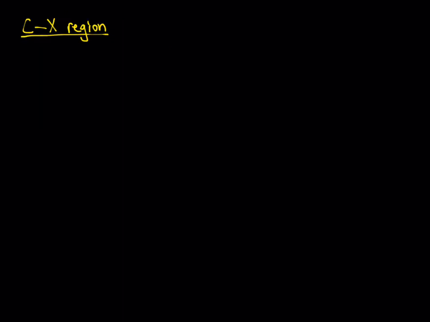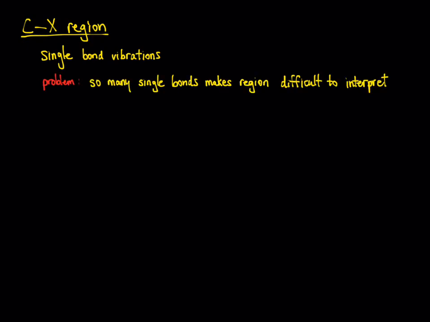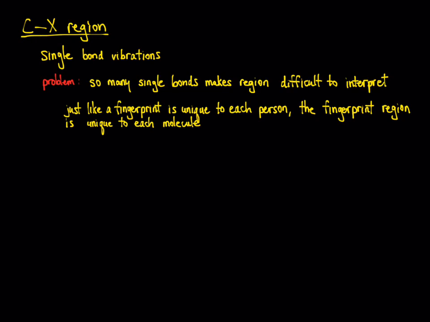Finally, the CX region is home to single bond vibrations. The problem with this region is its overall complexity. There are so many single bonds in a molecule that this region of the IR spectrum is often difficult to interpret. However, just like a fingerprint is unique to each person, the fingerprint region of the IR is unique to each molecule.